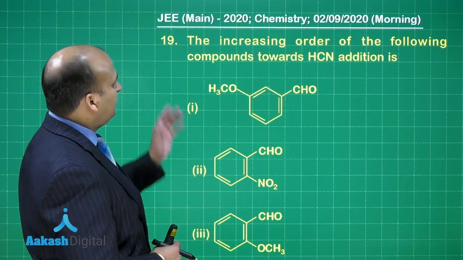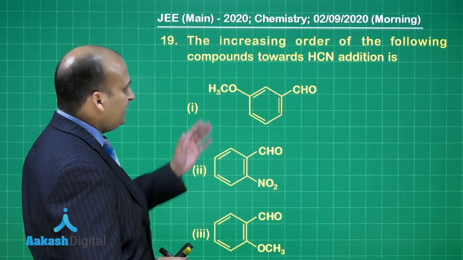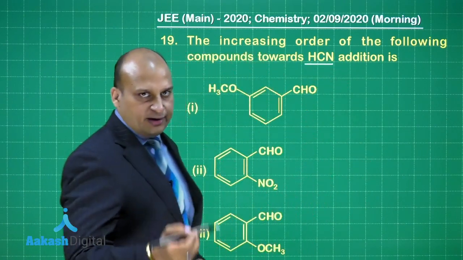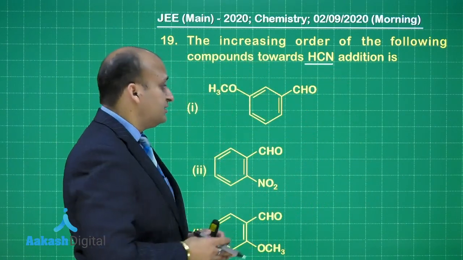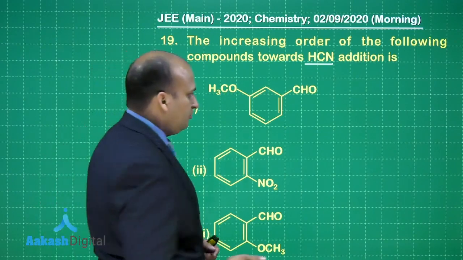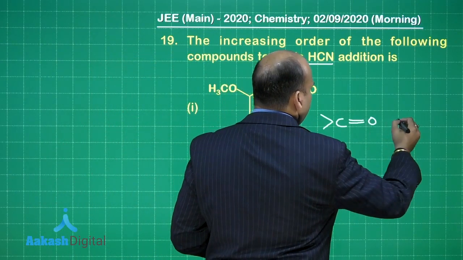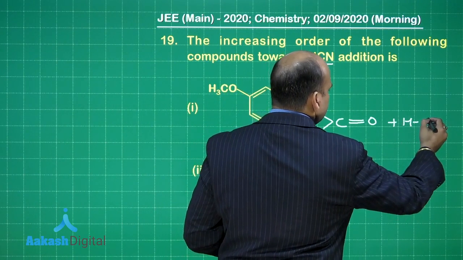The next question is the increasing order of the following compounds towards HCN addition. Dear friends, HCN addition is basically nucleophilic addition. In this case, it is across the carbonyl carbon. So, basically you have this carbonyl carbon, when HCN is reacting.